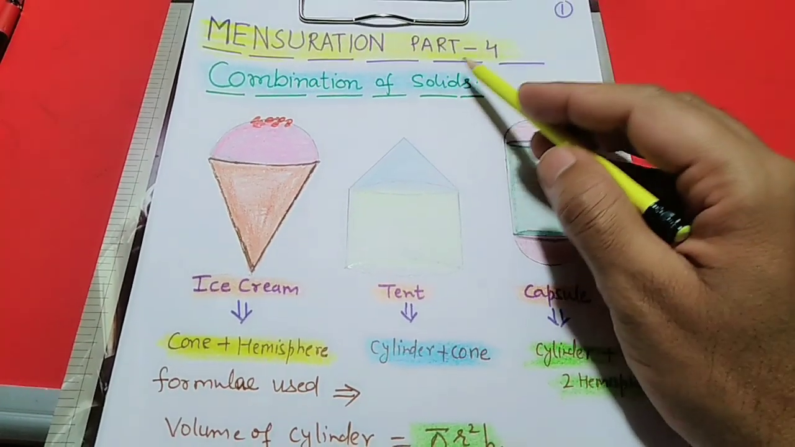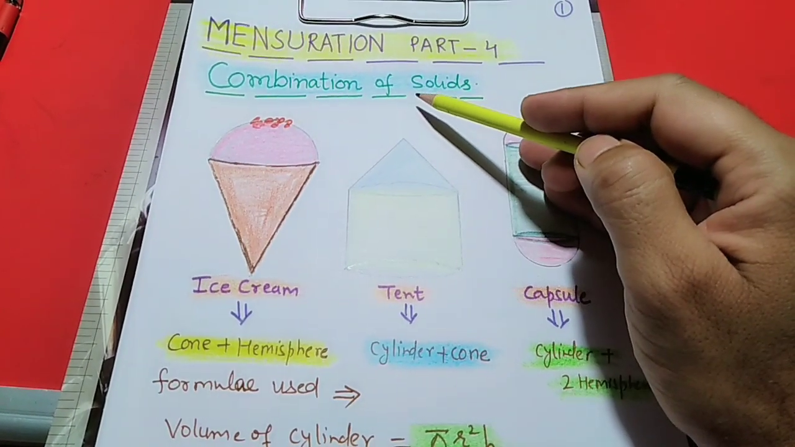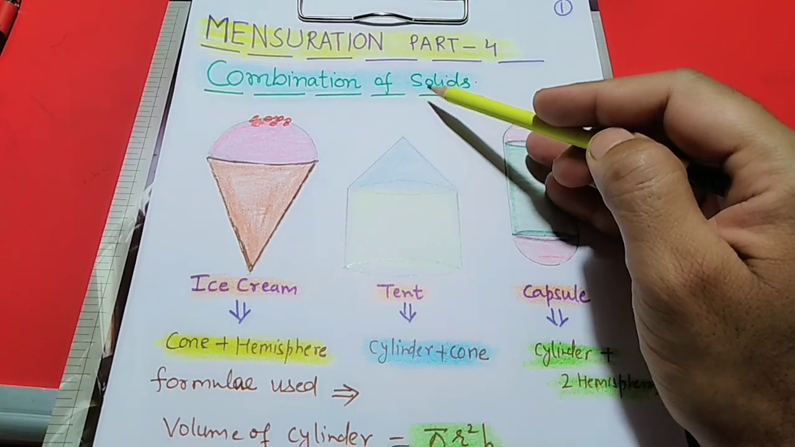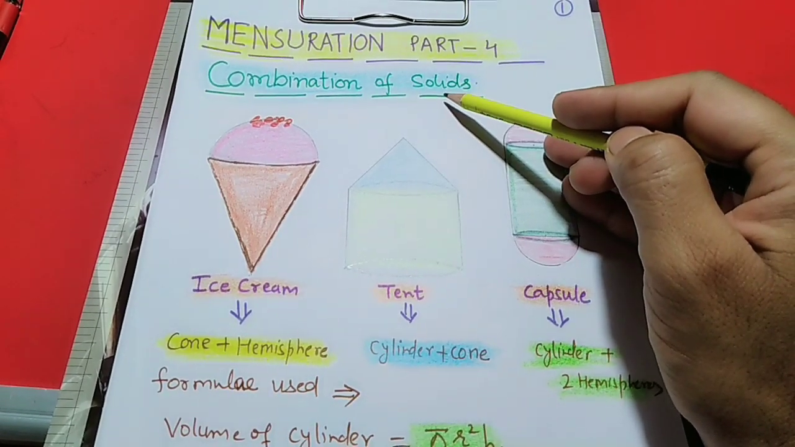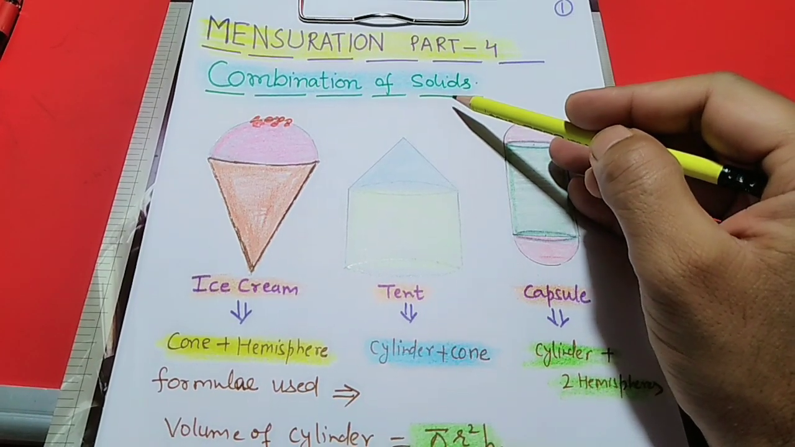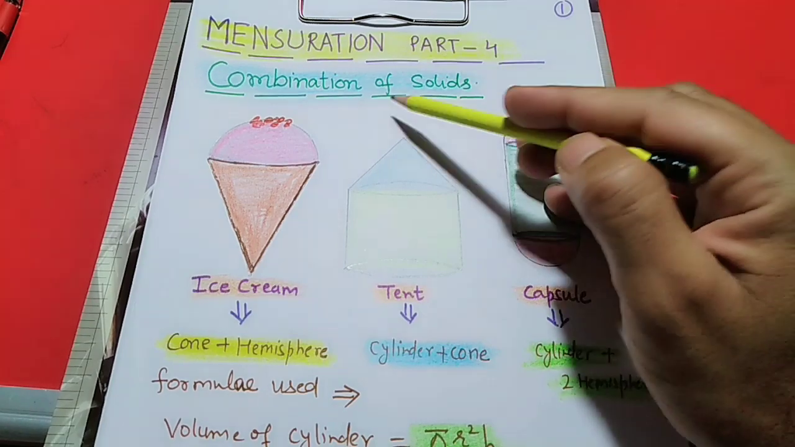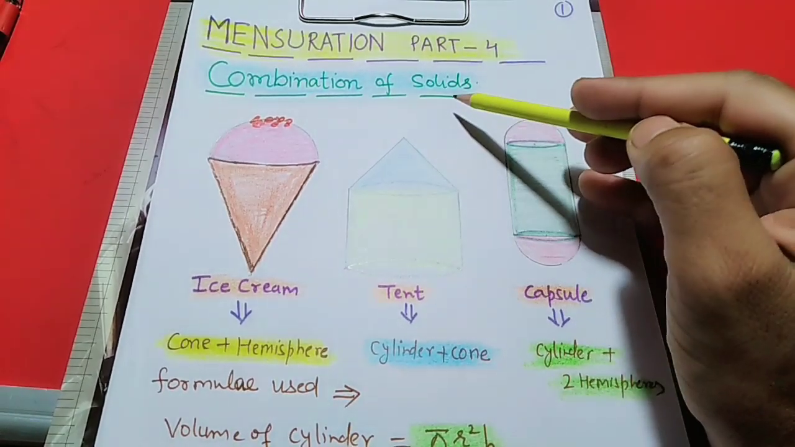This is part 4 of mensuration. In the previous three videos, in part 1 we studied the cylinder, in part 2 the cone, and in part 3 the sphere and hemisphere. But in this part, part 4, we will study the combinations of solids.